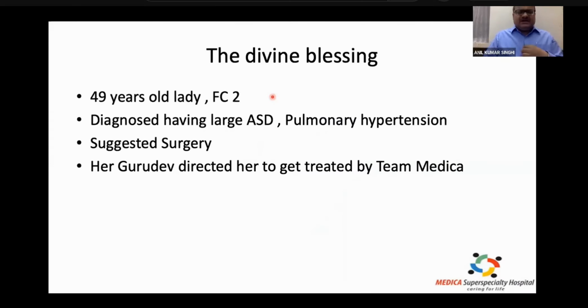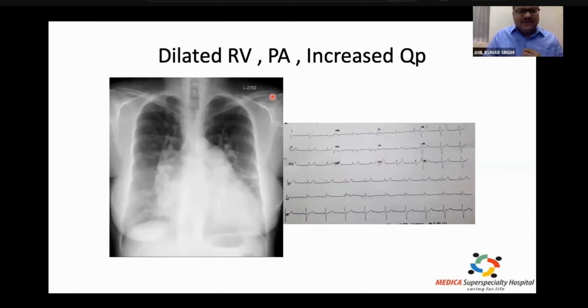And the last ASD series patient I wish to share is a 49-year-old lady, functional class 2, ASD, pulmonary hypertension. She was diagnosed and she was suggested surgery, but she had faith in one of my colleagues, Dr. Dilip. Her Gurudev told her to go to Medica in our hospital to get treatment. This is something a little bit of divine. So how do divine things help?